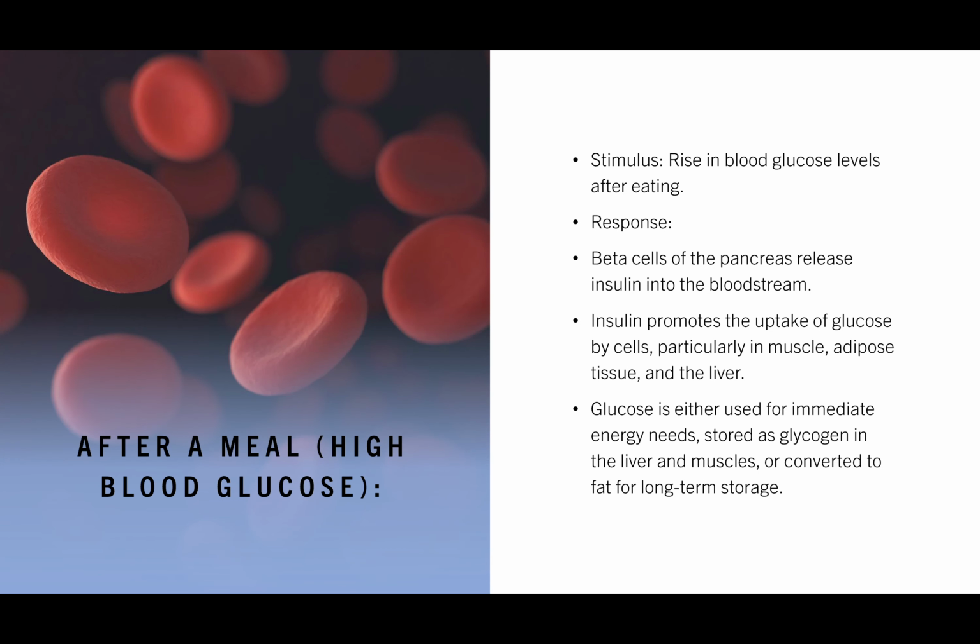So stimulus: rise in blood glucose levels after eating. What is the response? Our beta cells will now produce insulin into the bloodstream. Insulin promotes uptake of glucose by the cells, particularly in muscles and adipose tissue and also the liver. Glucose is either used for immediate energy use or stored via polymerization to produce glycogen in the liver and muscles, or converted to fat for long-term storage. That's what's happening with high blood glucose levels.